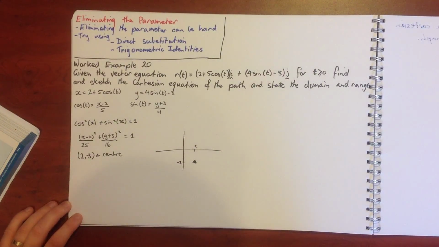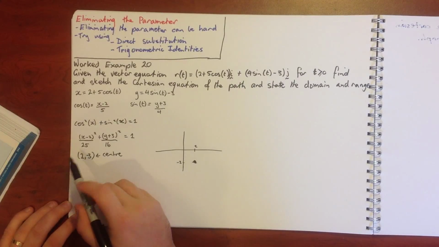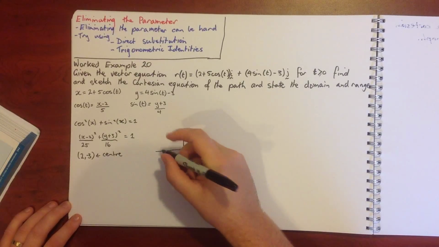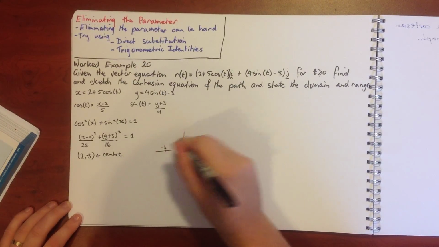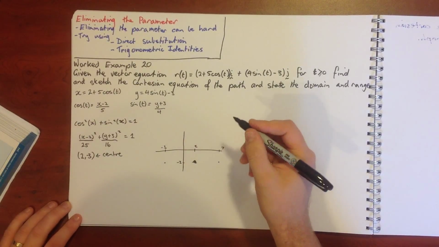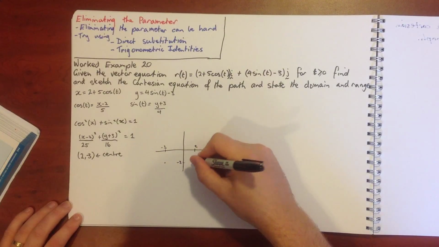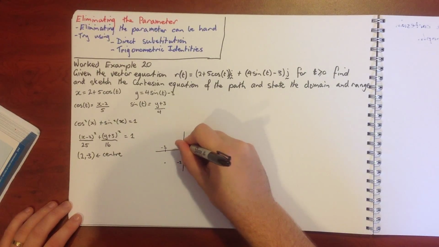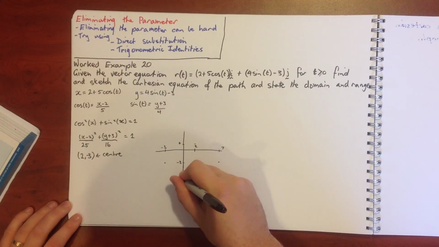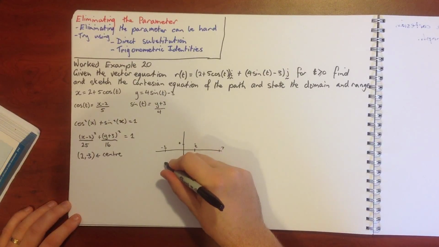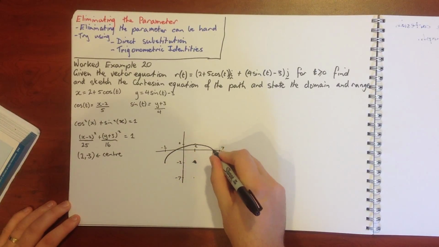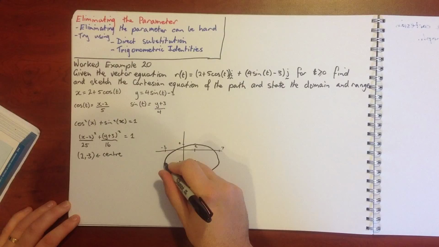Okay, and we know that our semi-major axis in our x direction is going to be 5 units, so we're going to have to come up 5 to 7 and come down 5 to minus 3. Okay, so I'm going to come to these points. Okay, and our semi-minor axis is 4 units, so we're going to have to come up to 1. And we're going to have to come down to minus 7. Okay, so we've got all our corners, if you like, of our ellipse. So we can sketch it like so.